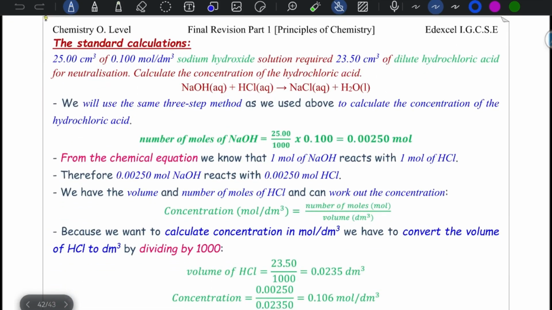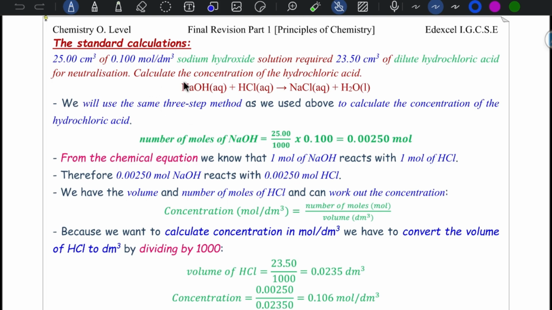Let's try an example to do this. Standard calculation: 25 cubic centimeter of 0.1 mole of sodium hydroxide required 23.5 cubic centimeter of dilute hydrochloric acid for neutralization. He asks about the concentration of hydrochloric acid. We have concentration and volume of sodium hydroxide, but remember to divide over 1000. Now you have the number of moles of sodium hydroxide. Ratio here 1 to 1. Same number of moles as HCl.